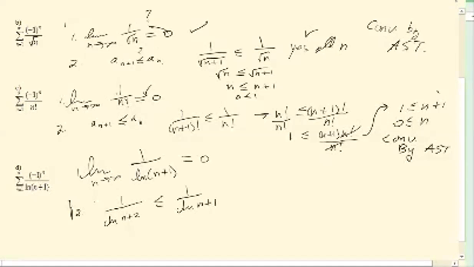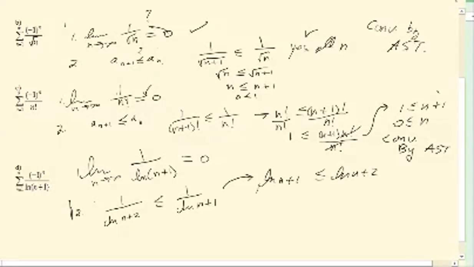Well, let's try something here. I think it's pretty clear that a natural log is an increasing function. So 1 over the natural log would be a decreasing function. It's reciprocal. They do the inverse. Let's see if we can make this a little easier to see. Natural log of n plus 1 less than or equal to natural log of n plus 2, both positive.